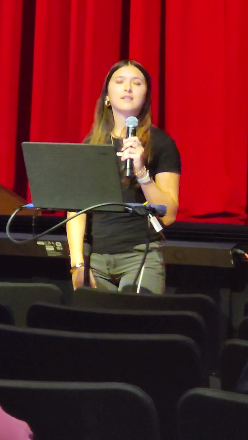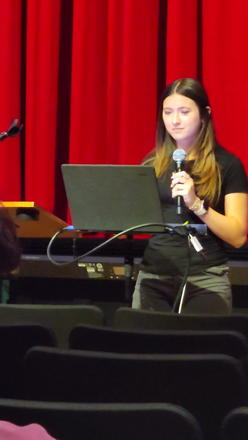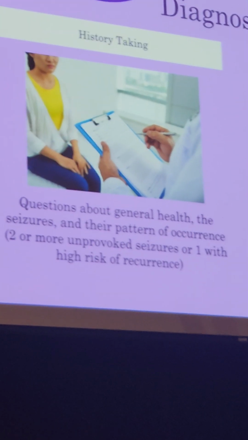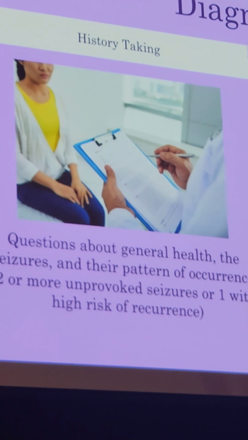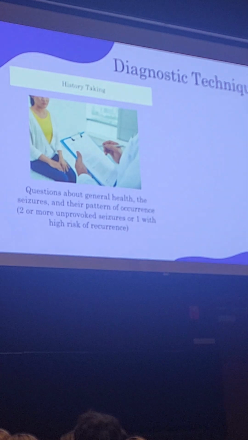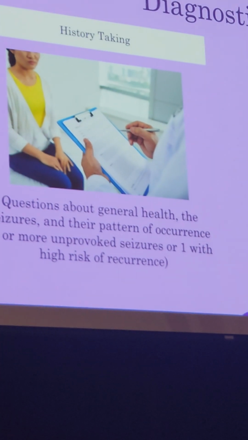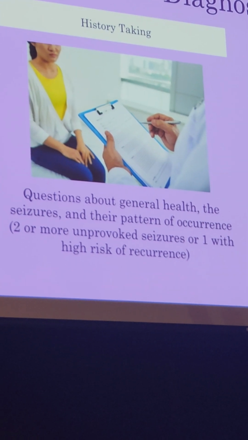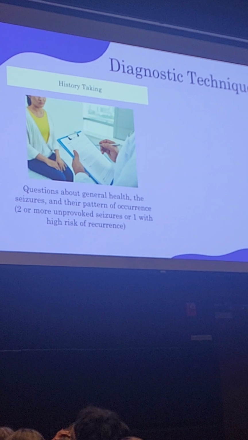Now, if you exhibit any of these signs and symptoms, what are the next steps for you in terms of diagnosis and treatment? The first diagnostic technique for epilepsy is history taking, as usual. A neurologist will question your general health as well as your seizure patterns and frequencies. More specifically, the requirements for an epilepsy diagnosis are 2 or more unprovoked seizures or 1 seizure with a high risk of occurrence. For example, if you've only had one but you have a family history of the disorder, you may be eligible for a diagnosis.